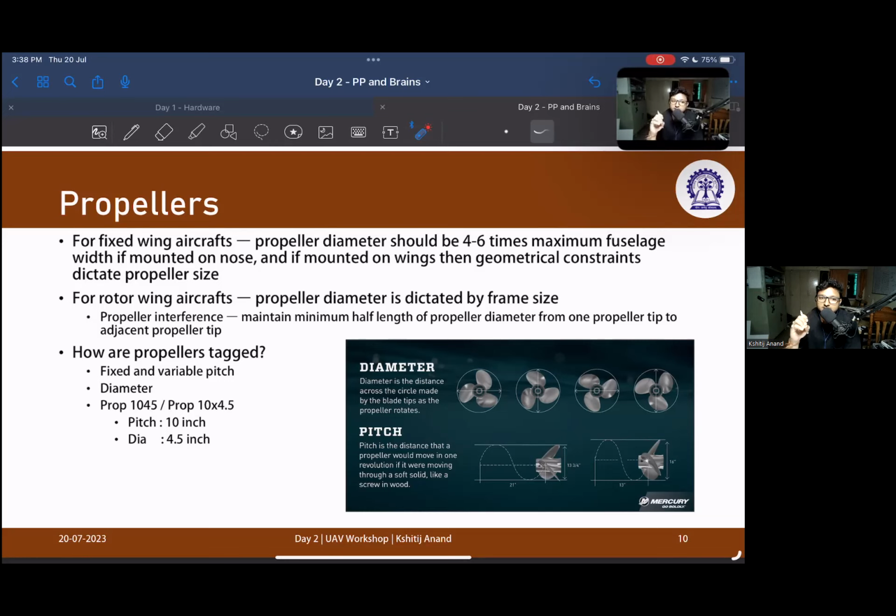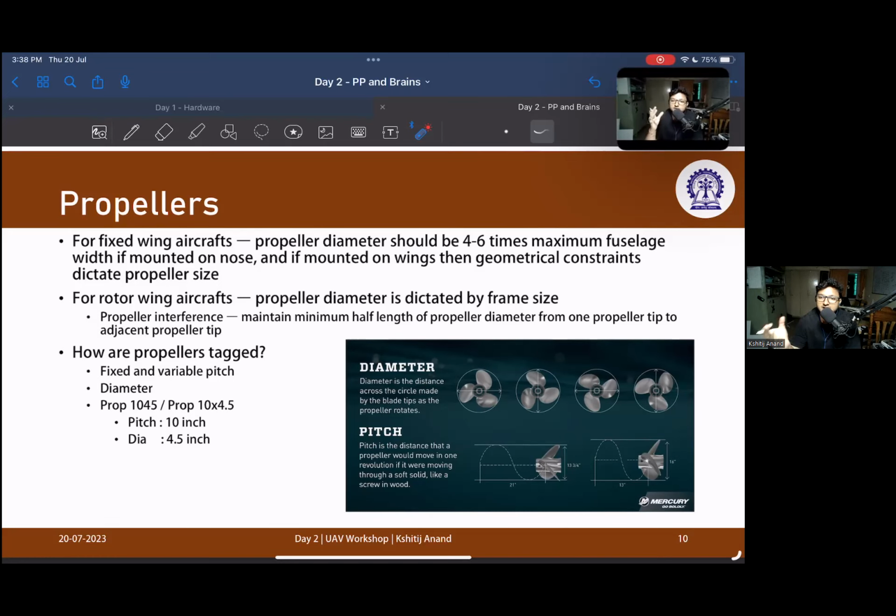That is why we suggest that we maintain a minimum of half the propeller diameter from one propeller tip to the adjacent propeller tip. Otherwise, again, you're going to have a significant reduction in your thrust, and also your motors will not be operating at proper efficiency because there will be quite an amount of interference from the next motor.